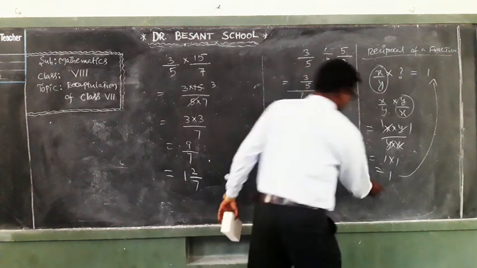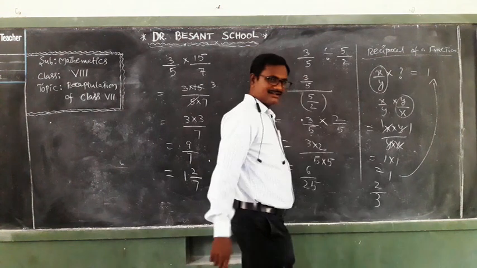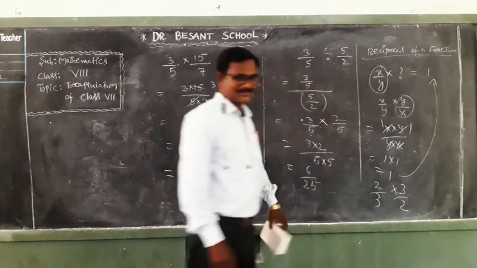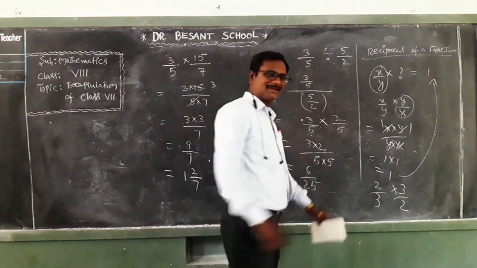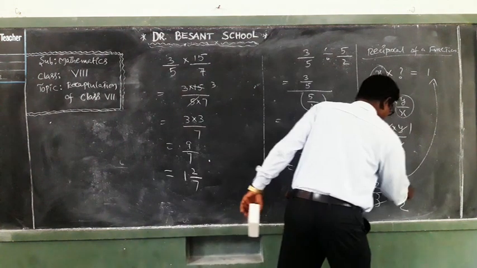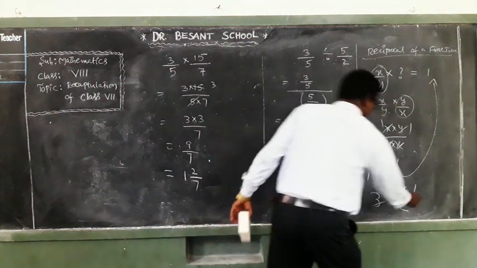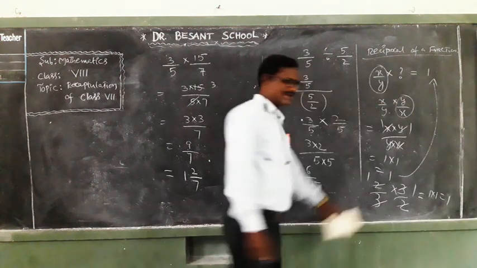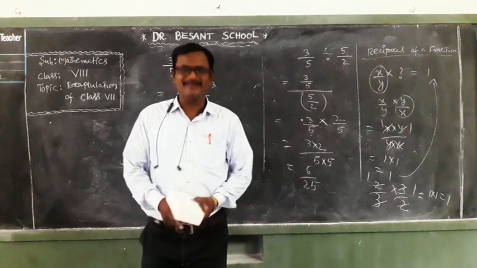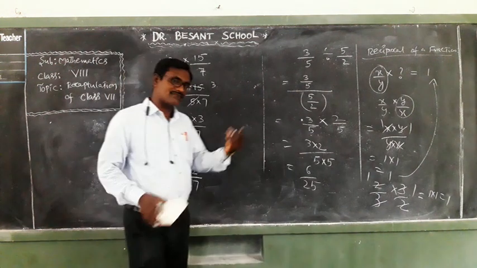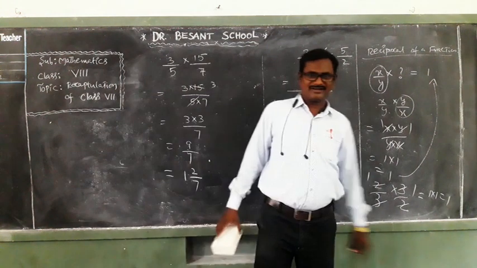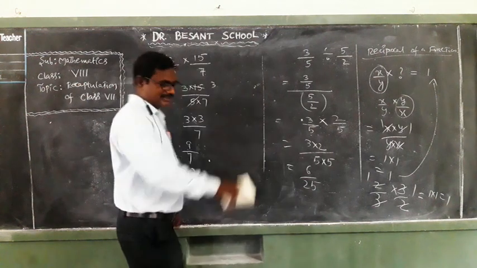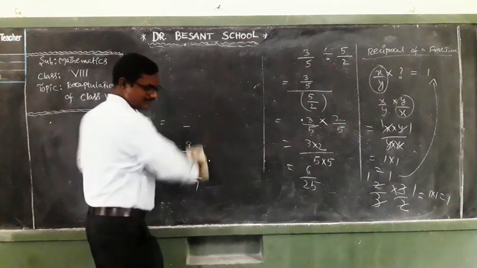Can you say what is the reciprocal of 2 by 3? Yes, 3 by 2. Why? Because when you multiply 2 by 3 and 3 by 2, obviously their product becomes 1. 3 1s are 3, 2 1s are 2, so 1 into 1 is equal to 1. So what is the reciprocal of 2 by 3? 3 by 2. What is the reciprocal of 5 by 6? 6 by 5. So we completed all these in our previous class.